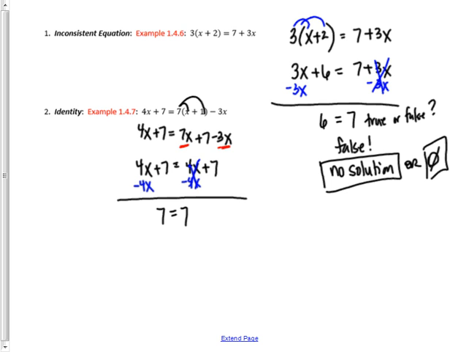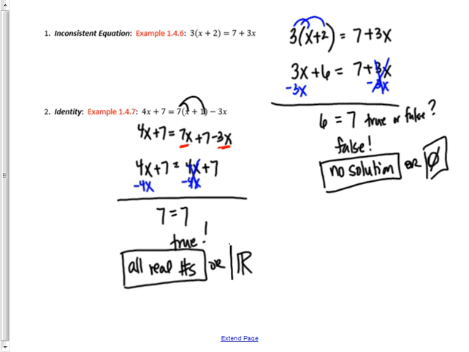So when your x disappears, you say, is it true or false? Well, this one is true. So if it's true, you write all real numbers. Every answer is going to work. So you can either write all real numbers, or you can give the symbol, which is the capital R with that double slash, for all real numbers. Okay. All right, so go try your math up.